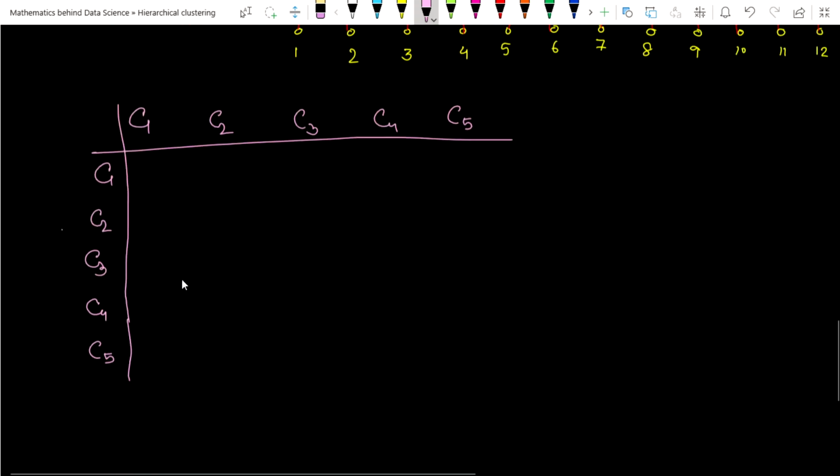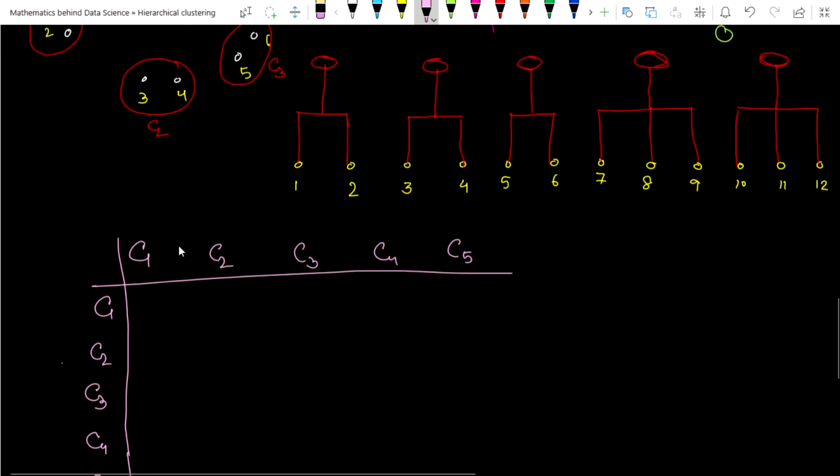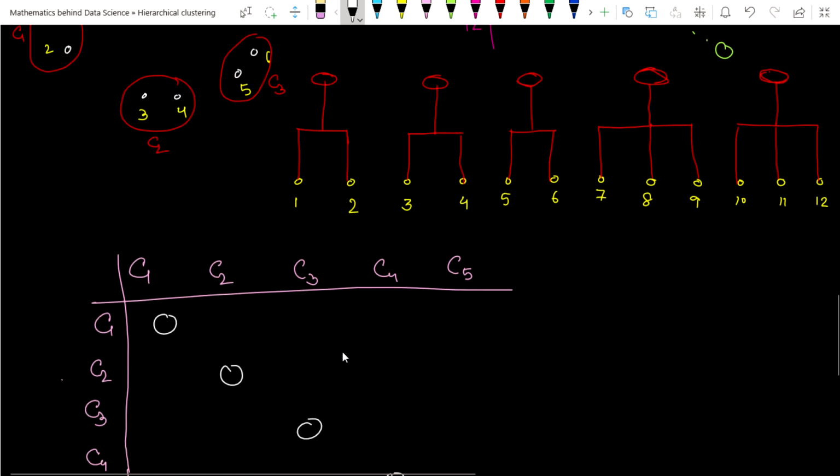Now the question that comes into our mind is how we will compute these values. C1 to C1, this value will be 0. That's obvious. There is no problem.